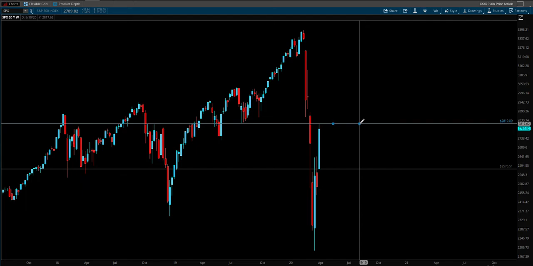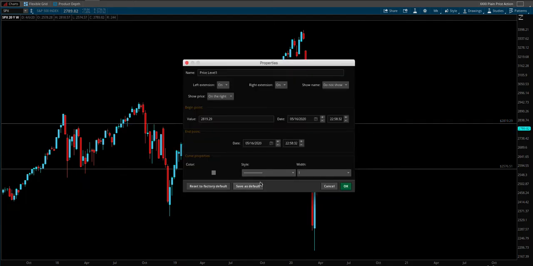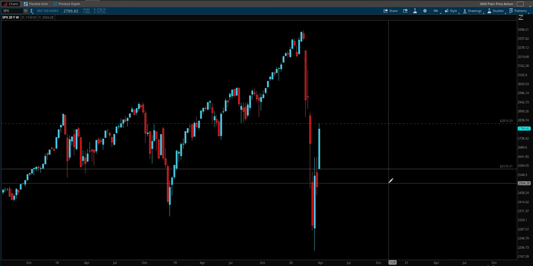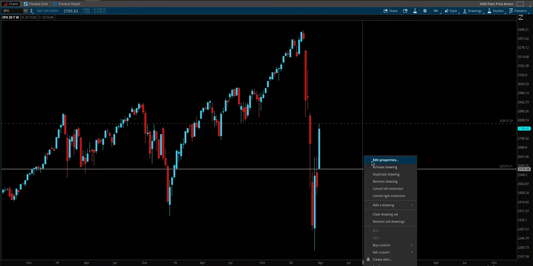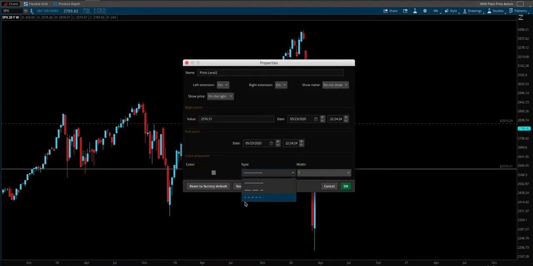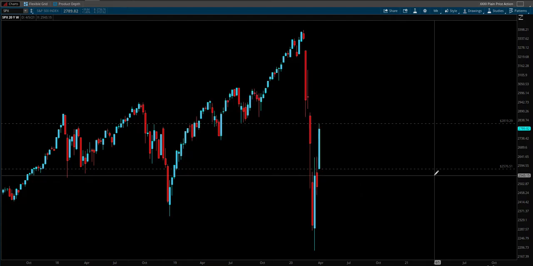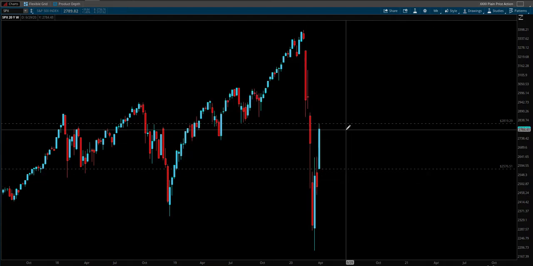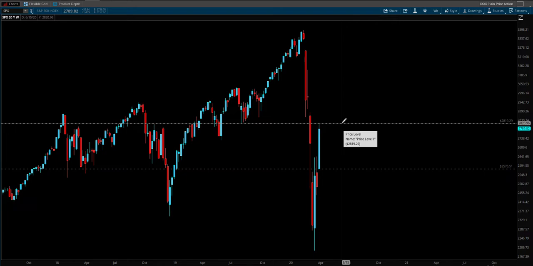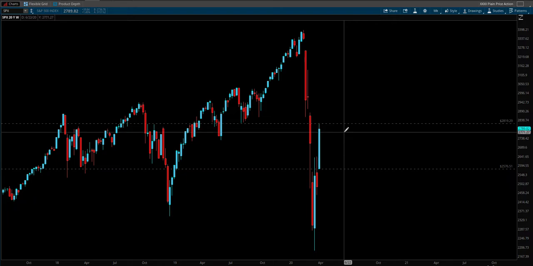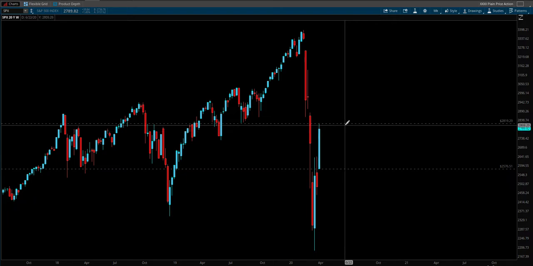What you can do is you can color these, or you can make them dashed. So this is the weekly, and when you go down to a lower time frame, you start seeing these small dashes. You'll know that that's the higher time frame.